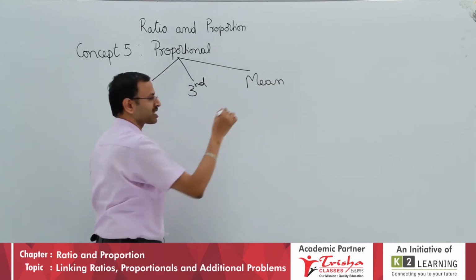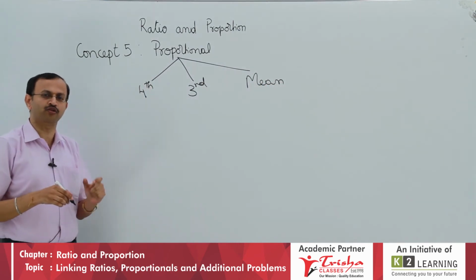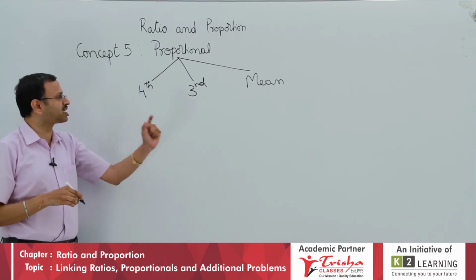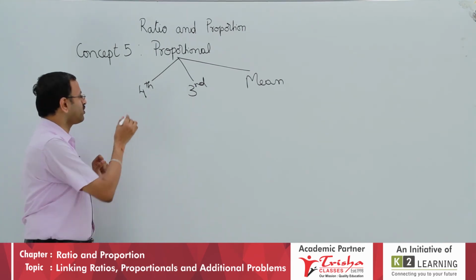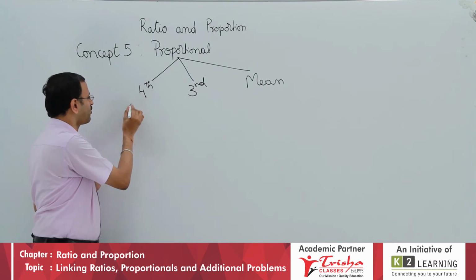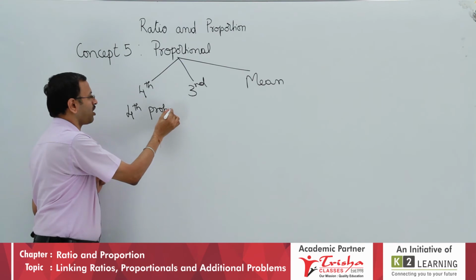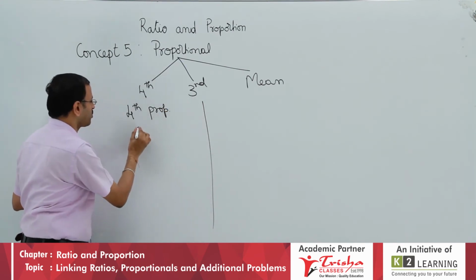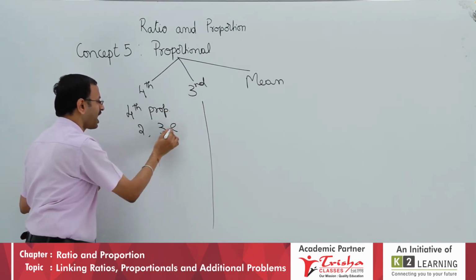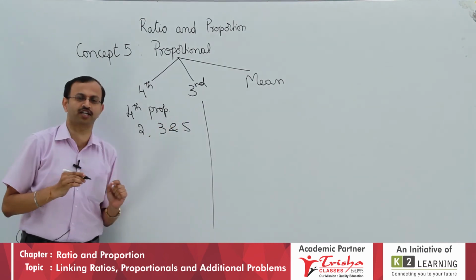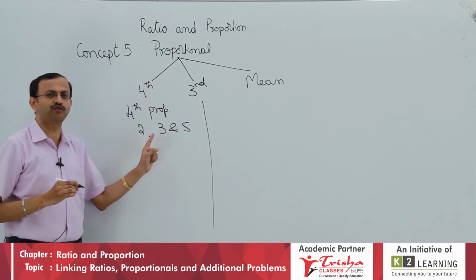I will take one example each and you have to work along with me to know what the 4th proportional, 3rd proportional, and mean proportional are. Write down this example: 4th proportional of 2, 3 and 5. What is the question which you have taken in your notebook? 4th proportional of 2, 3 and 5.